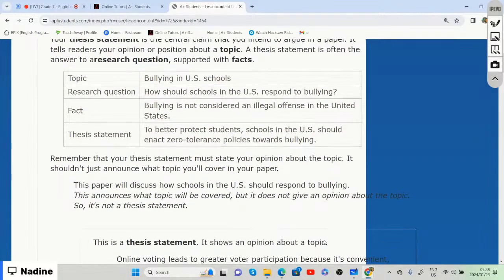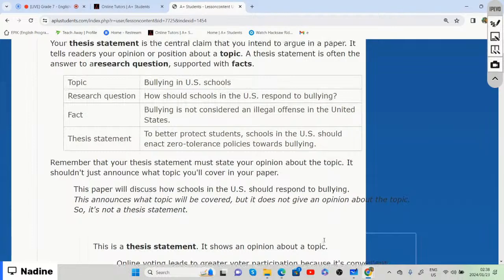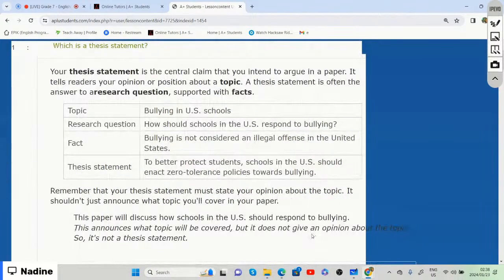All right. So we say that a thesis statement is a central claim that you intend to argue within a paper, right? It basically tells the reader your opinion or your position about a specific topic. And a thesis statement often answers the research question, supported with facts.